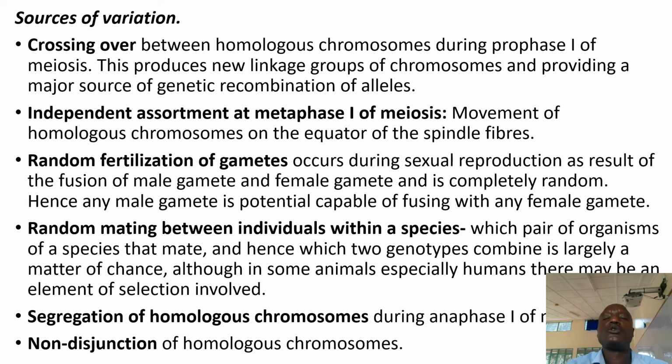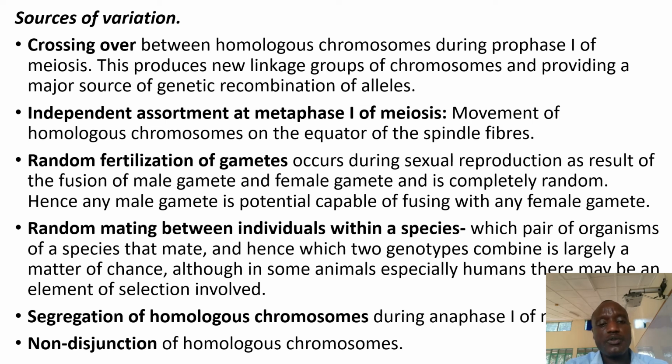Independent assortment at metaphase 1 of meiosis: the movement of homologous chromosomes on the equator of the spindle fiber does not follow any pattern or any order. So that's why independent assortment at metaphase 1 of meiosis also brings discontinuous variation.